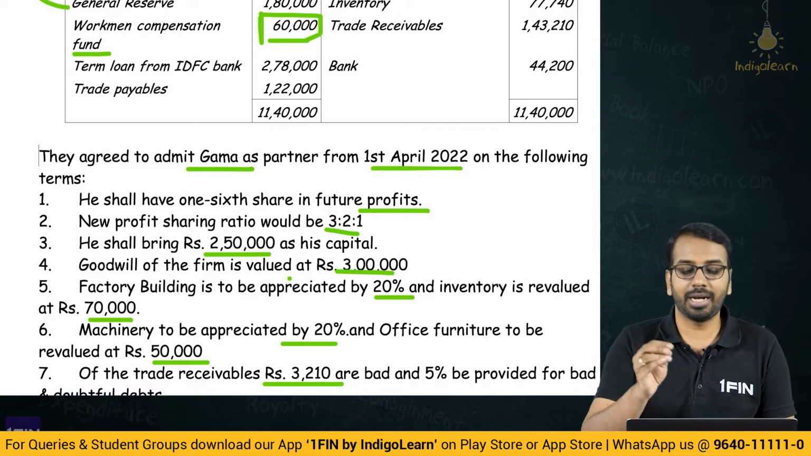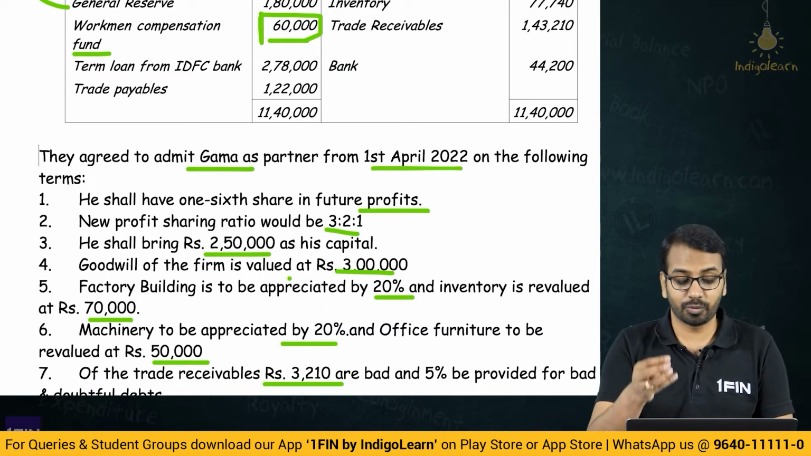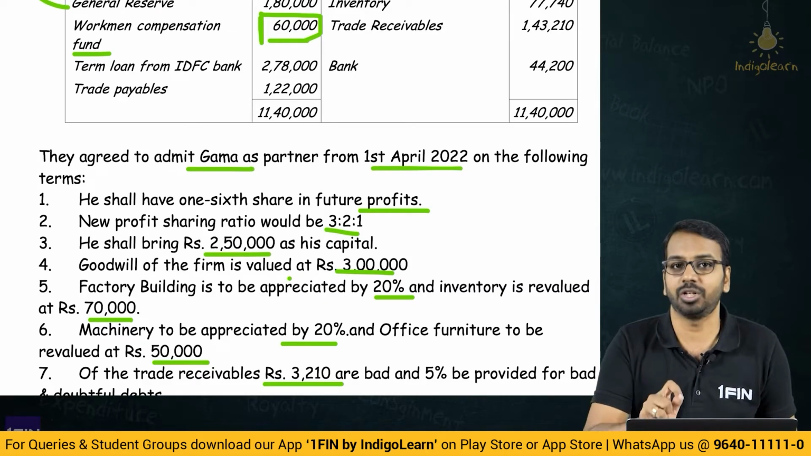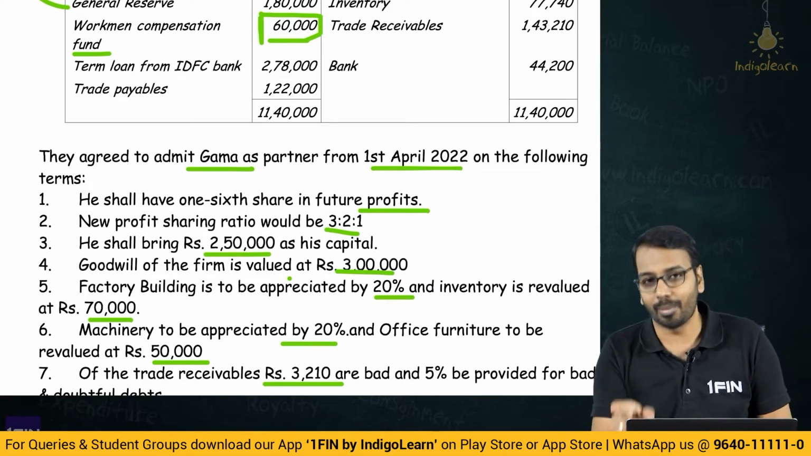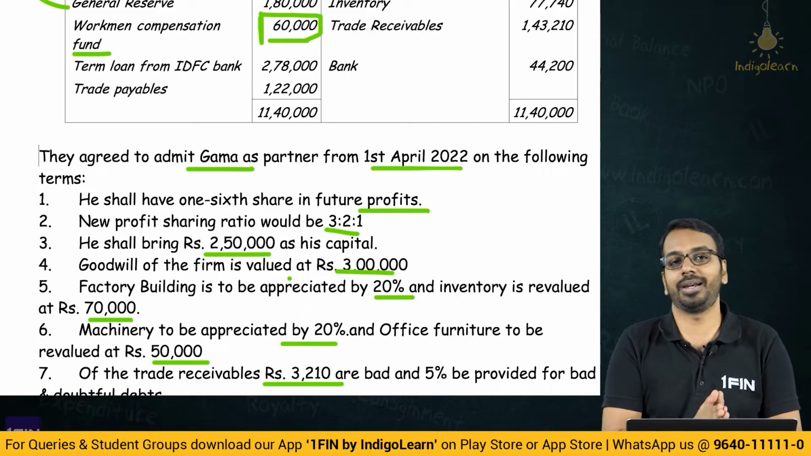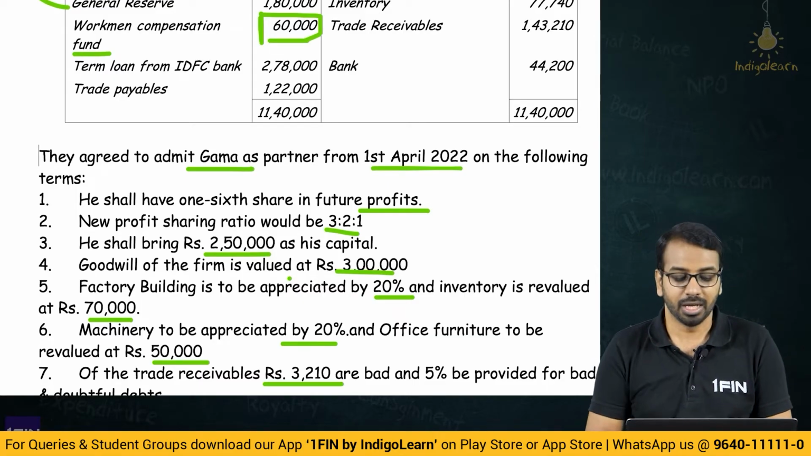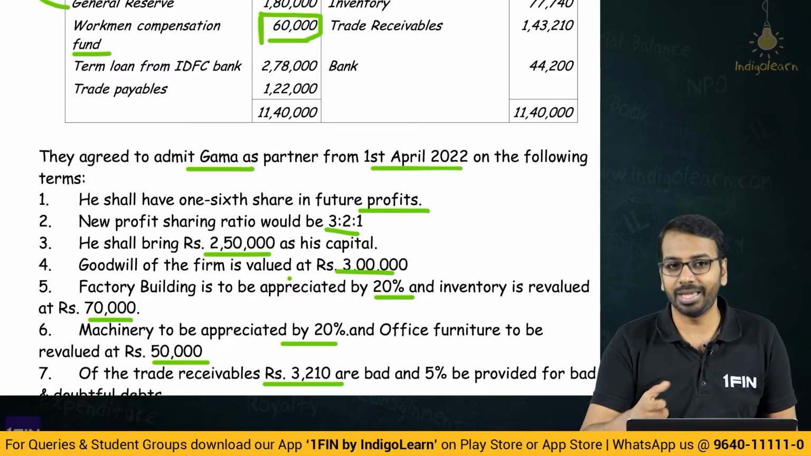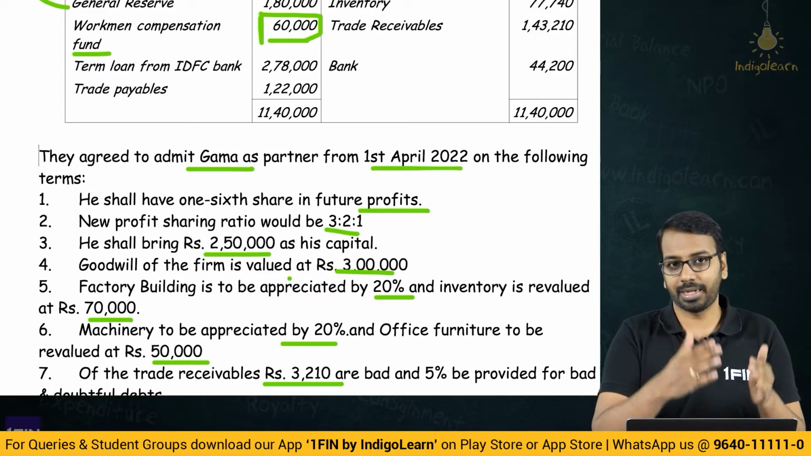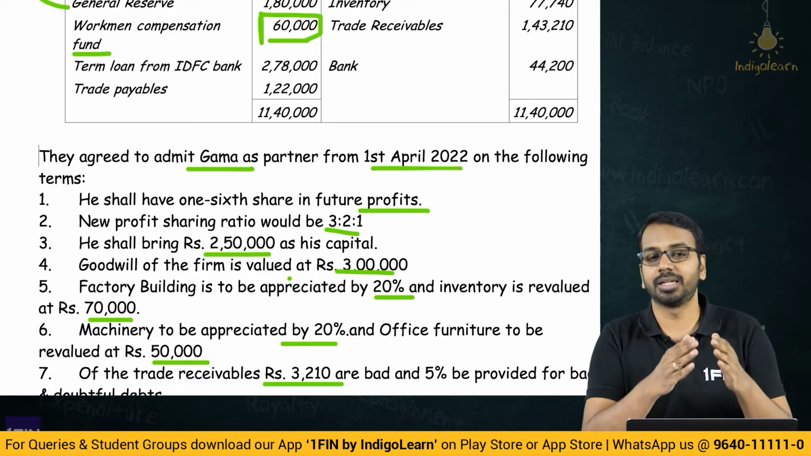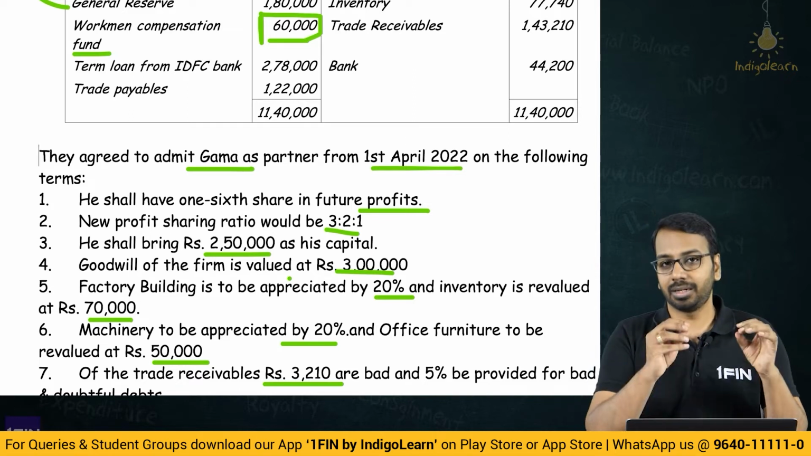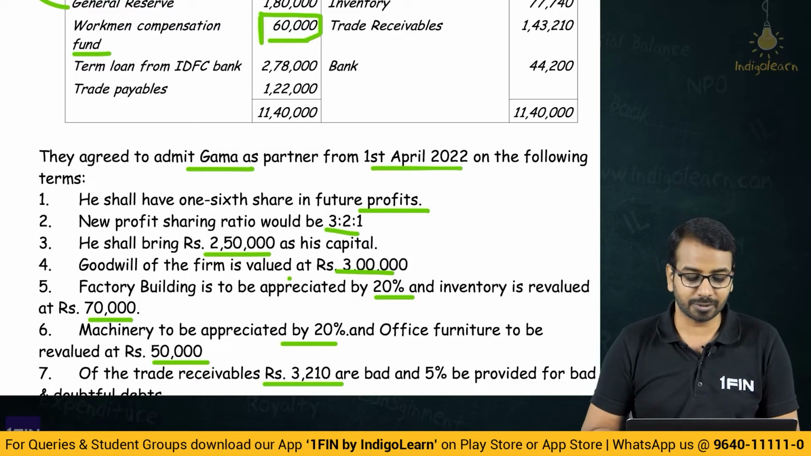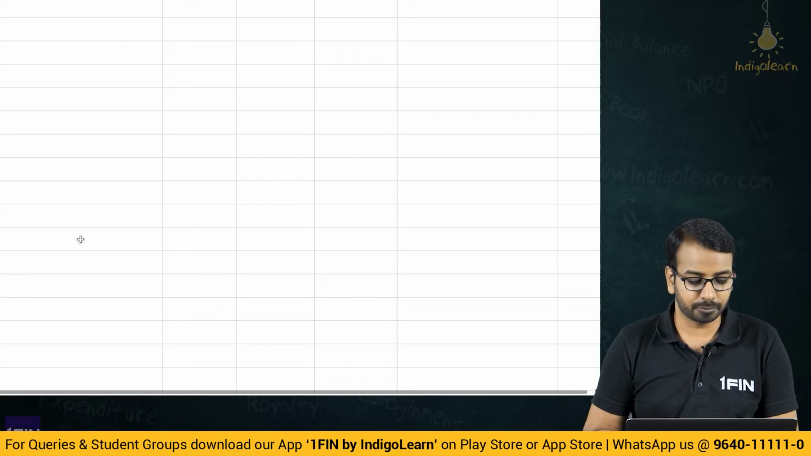Then goodwill of the firm is valued at 3 lakhs. So goodwill they have directly given. So we can take this goodwill number and we will see how much should be Gamma's share, that is how much amount should be debited to Gamma's account and how much should be credited to the remaining two partners' accounts, right? For that we need what? We need to calculate the sacrifice ratio. Alternatively, you can also prepare the table, that is crediting existing partners in the old profit sharing ratio and debiting all the partners in new profit sharing ratio. So you can do it either way. So let us prepare the working note.